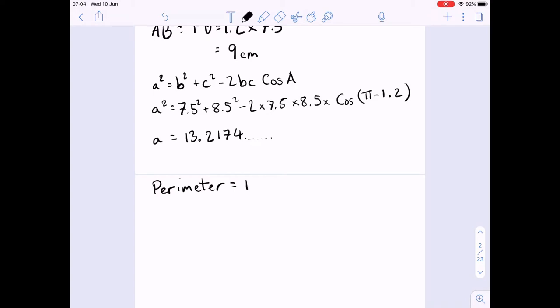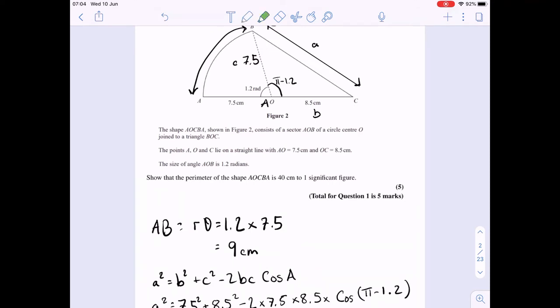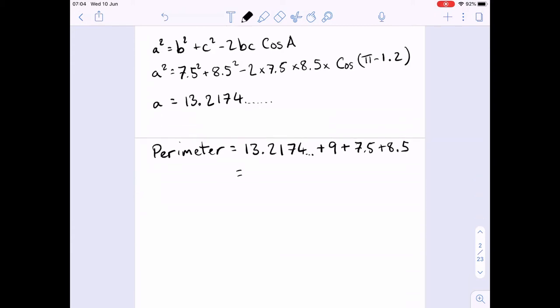So overall, my perimeter is going to equal 13.2174 dot dot dot, add 9. But then I've also got to add in these two measurements as well, 7.5 and 8.5, which comes to, if I use my calculator quickly, oh no, not 37, I've done 7.5 twice. It's 38.2174 dot dot dot, which equals 40 centimeters to one significant figure, which is what we were trying to show.